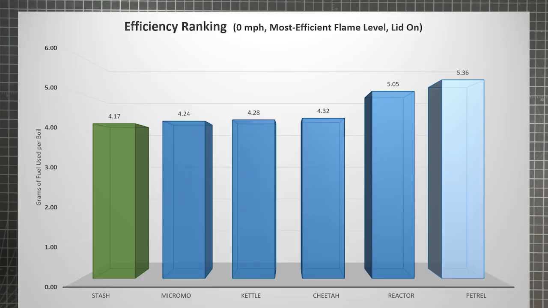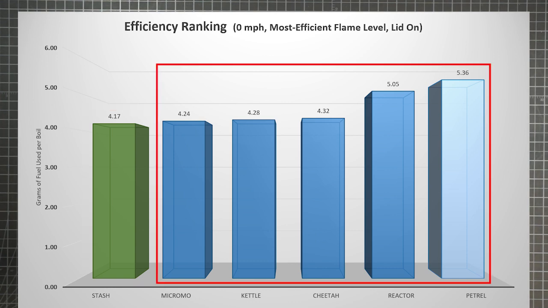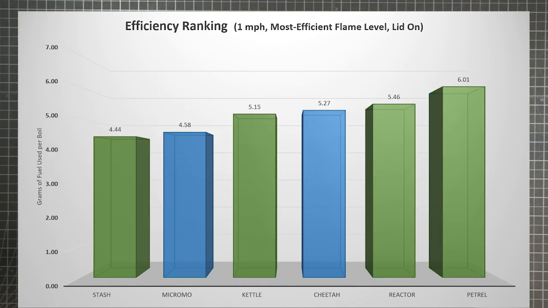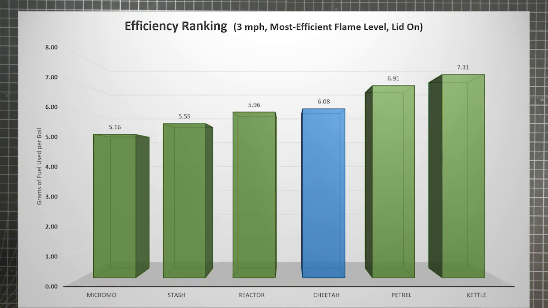Anyway, here's an efficiency ranking at 0 miles per hour using the most efficient flame level for each system in no wind. Right from the start, the Stash works best on medium. The rule, though, for no wind is a low flame. And remember that the Petrel prefers to sit on top when things are still. With even a little bit of breeze, most systems are ready for a medium flame. And as the wind picks up to 3 miles per hour, only the Cheetah still works best on low.